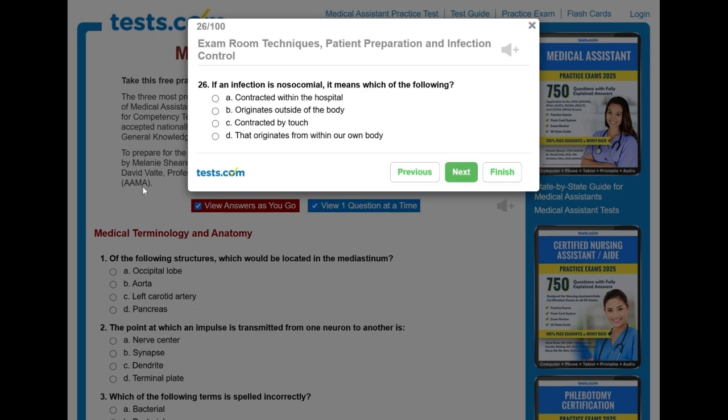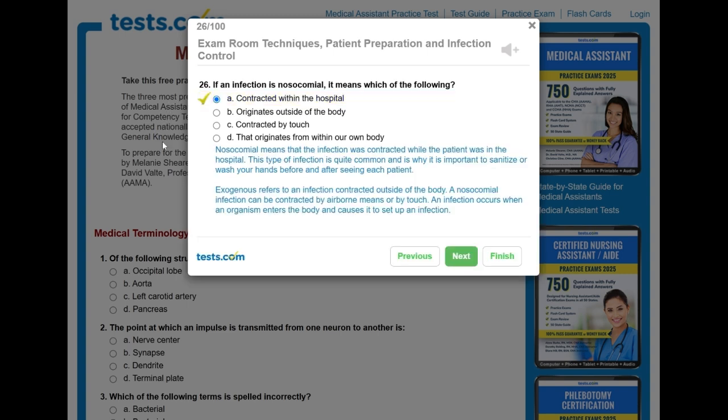Question 26. If an infection is nosocomial, it means which of the following? A. Contracted within the hospital. B. Originates outside of the body. C. Contracted by touch. D. That originates from within our own body. A. Contracted within the hospital.